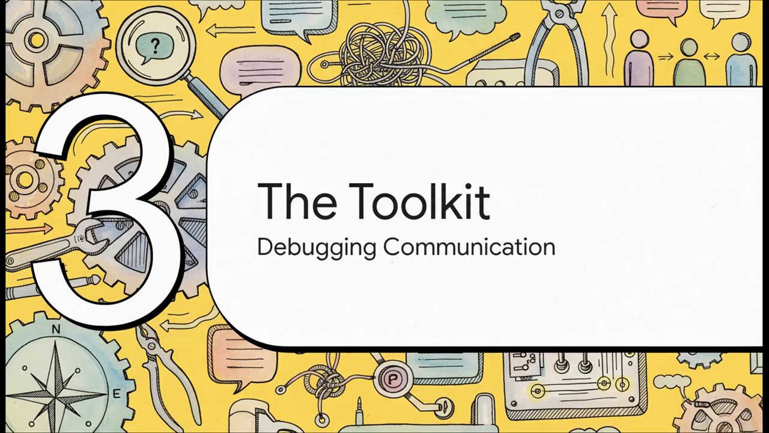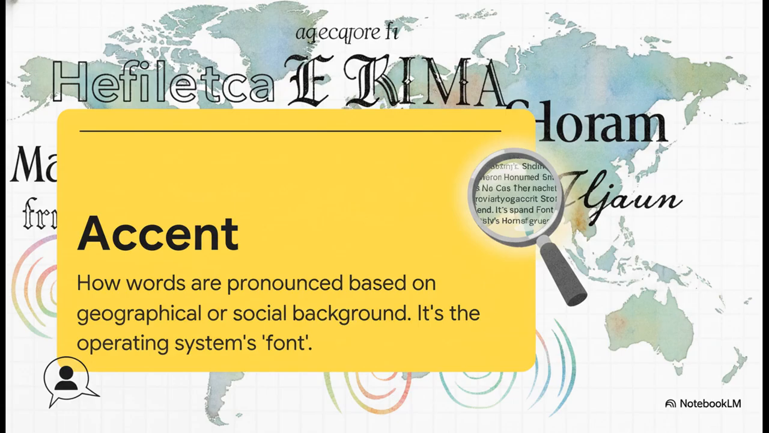Well, we give them a toolkit. We're talking a whole set of diagnostic and repair tools so they can debug their conversations and get all those different components working together in perfect harmony. First things first, let's define the parts. An accent is just how words get pronounced. The easiest way to think about it is like a font. The actual text is the same, but Helvetica looks totally different from Comic Sans, right? Neither one is wrong, they're just different styles. Fiona's accent is her own unique, totally valid font.